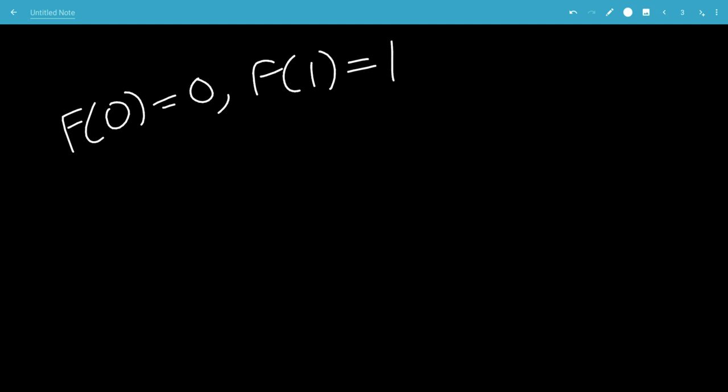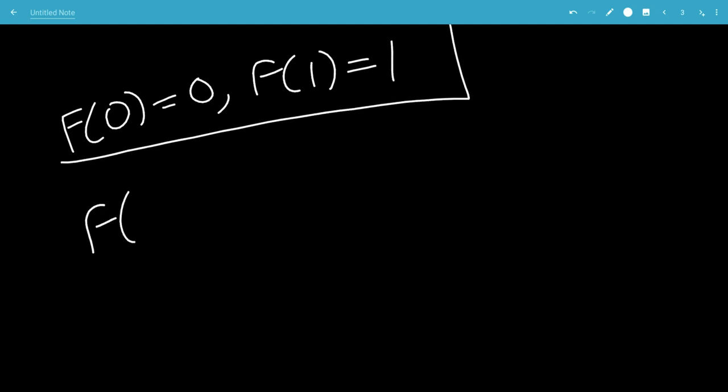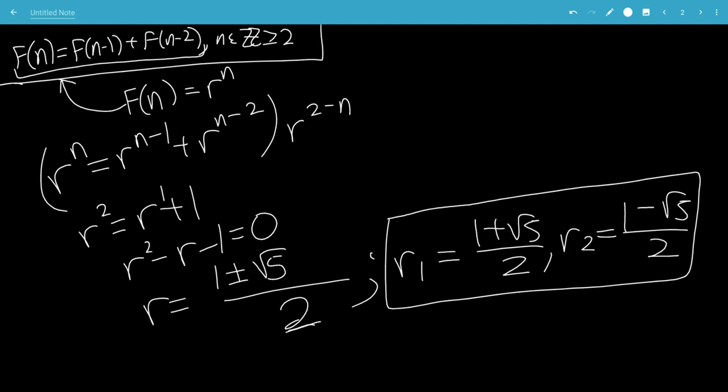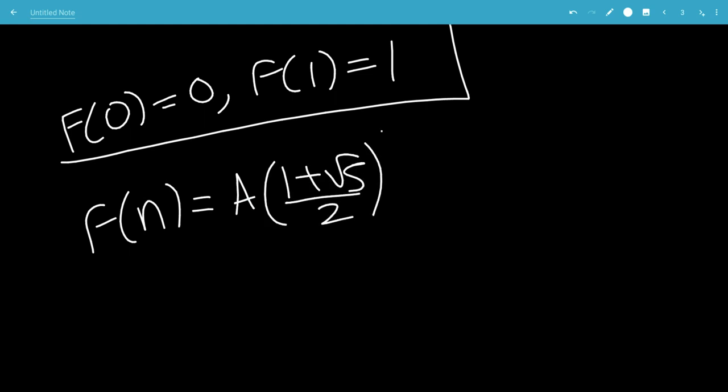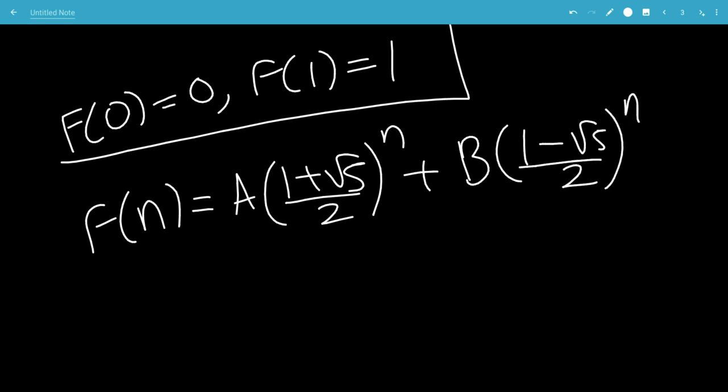So we have f of 0 is 0, and f of 1 is 1 from the beginning. And now we have f of n. Well, that's just a multiplication of these blocks, so that would be a times 1 plus square root of 5 over 2, all to the n, plus b times 1 minus square root of 5 over 2 to the n.